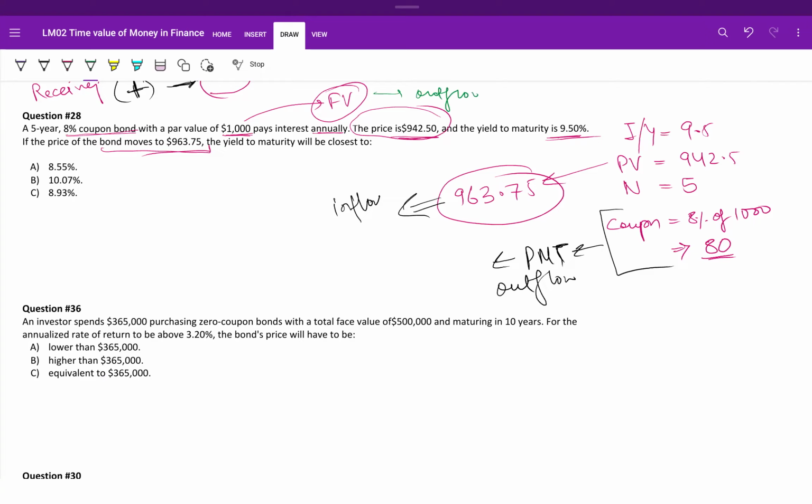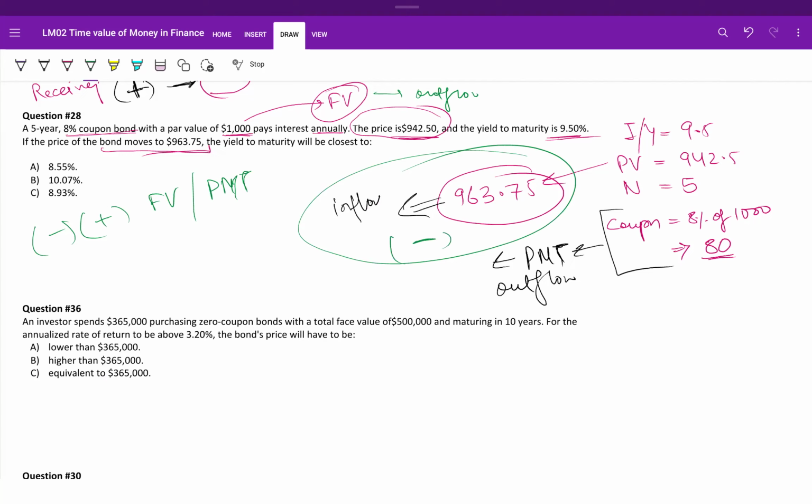So just remember that future value and payments are going to have the same signs, and for cash outflows there are going to be different signs. Just use the sign convention properly.